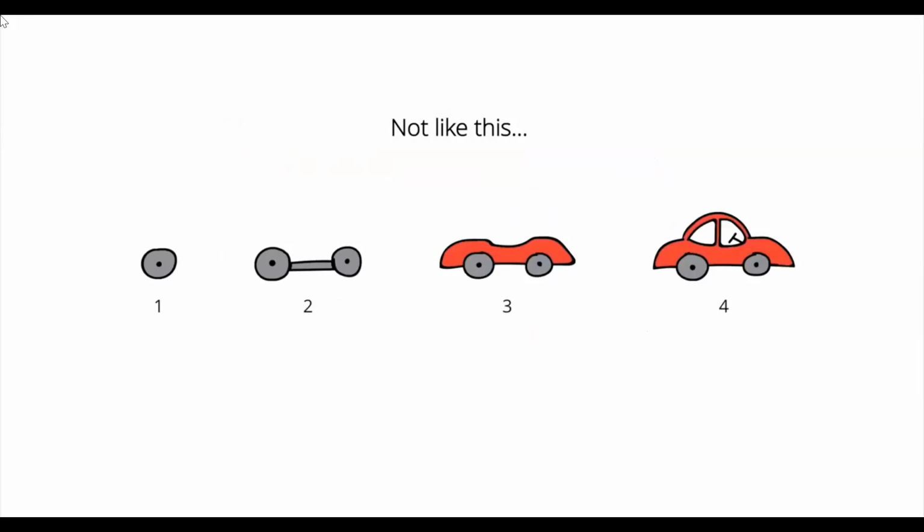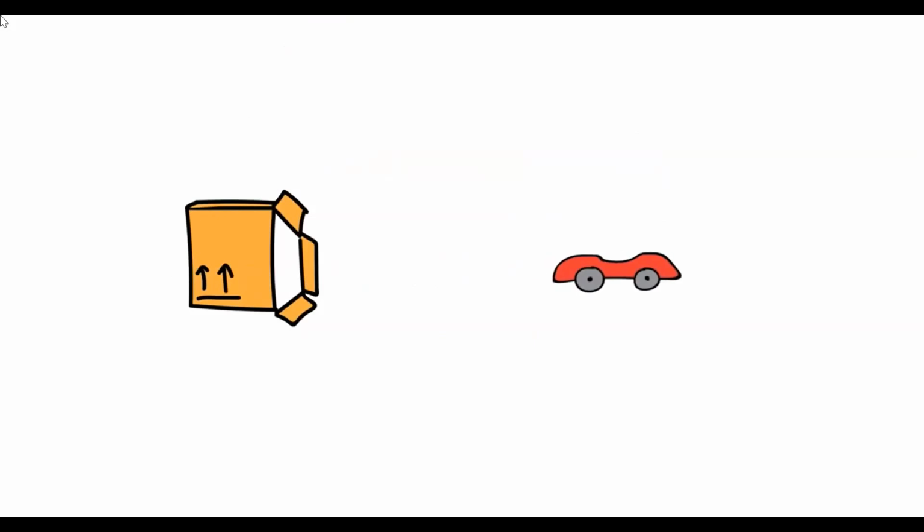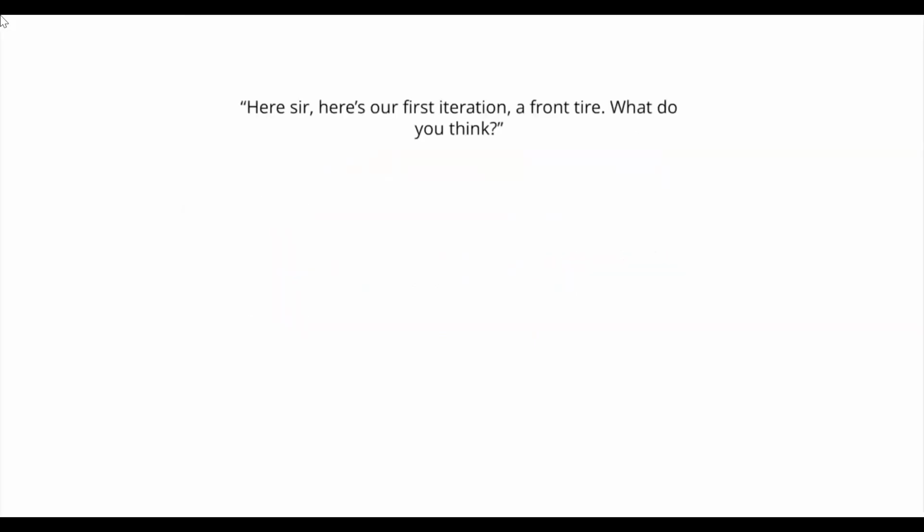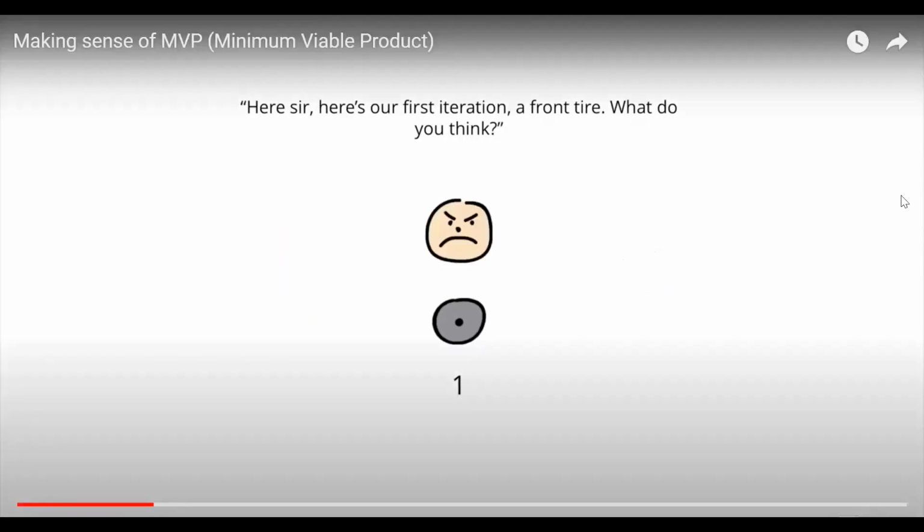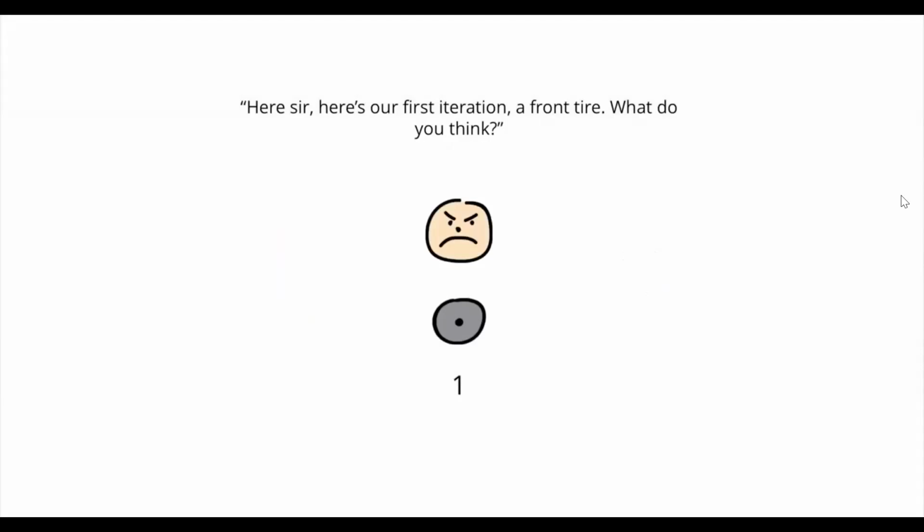Many projects fail badly because they do big bang delivery. They build the thing until it's 100% done and deliver it right at the very end. I've lost count of the number of failed projects I've seen because of this. However, when agile is presented as an alternative, people sometimes balk at the idea of delivering an unfinished product. I mean, who wants half a car? Imagine this. Here, sir, here's our first iteration, a front tire. What do you think? Customer will be like, why the heck are you delivering a tire to me? I ordered a car. What am I supposed to do with this?